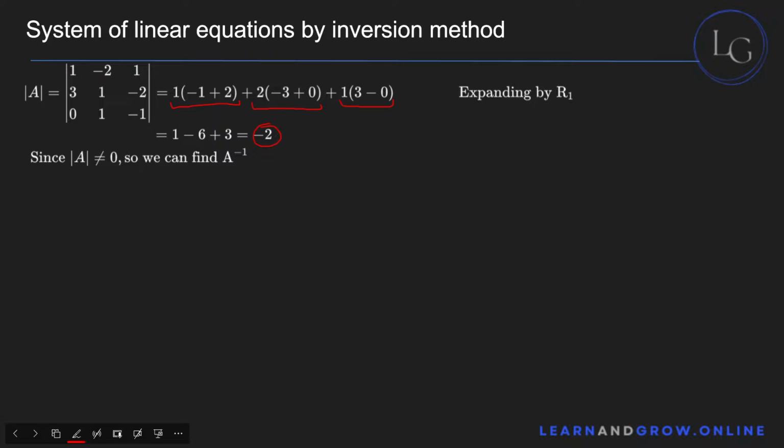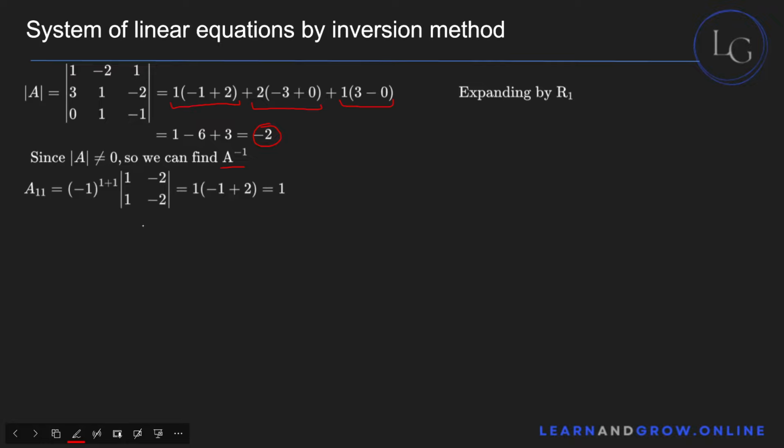Now, since the determinant of A is not equal to 0, we can find A inverse. It is a non-singular matrix. So to find A inverse, you basically need two things. You need the determinant, but you also need the adjoint of A. So you can refer back to the video where I explained how to find the adjoint of A.